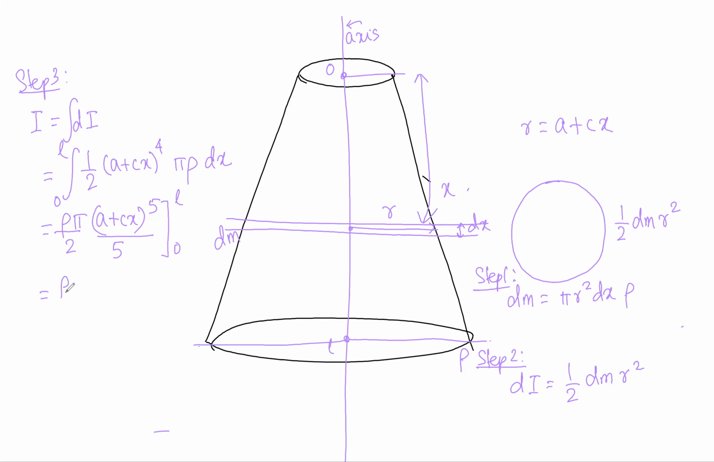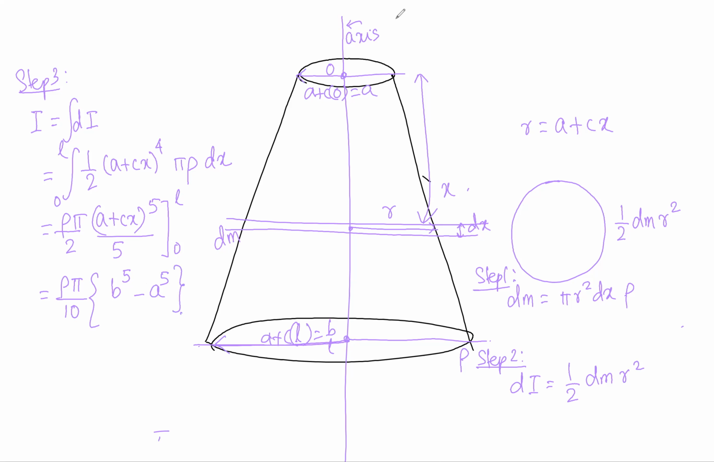So you can write rho into pi divided by 2 into 5, which is 10. If you put L over here, this will become A plus CL, so that is equal to B to the power 5. If you put 0 over here, it will become A plus C into 0. What is A plus C into 0? That is A. What is A plus C into L? That is equal to B, the radius of this end and the radius of that end. So this is B to the power 5 minus A to the power 5.